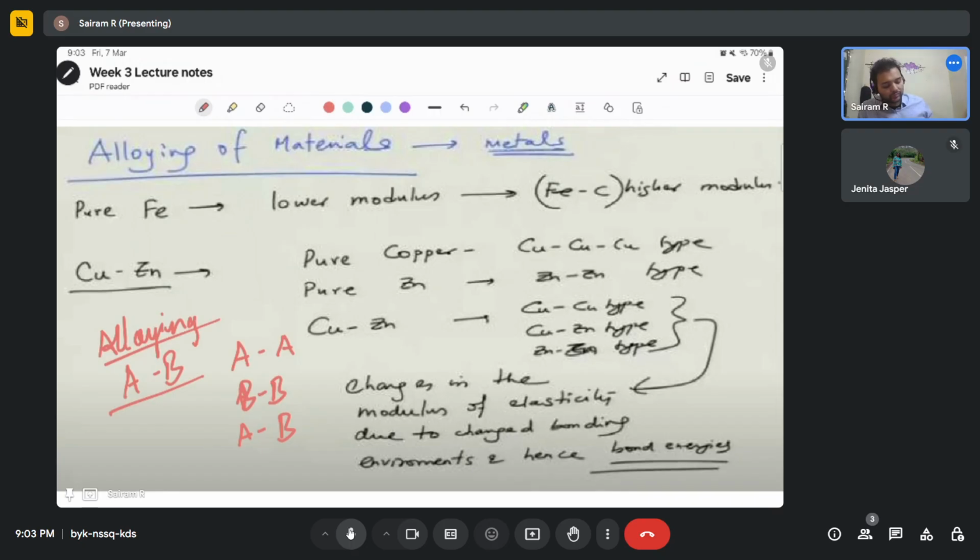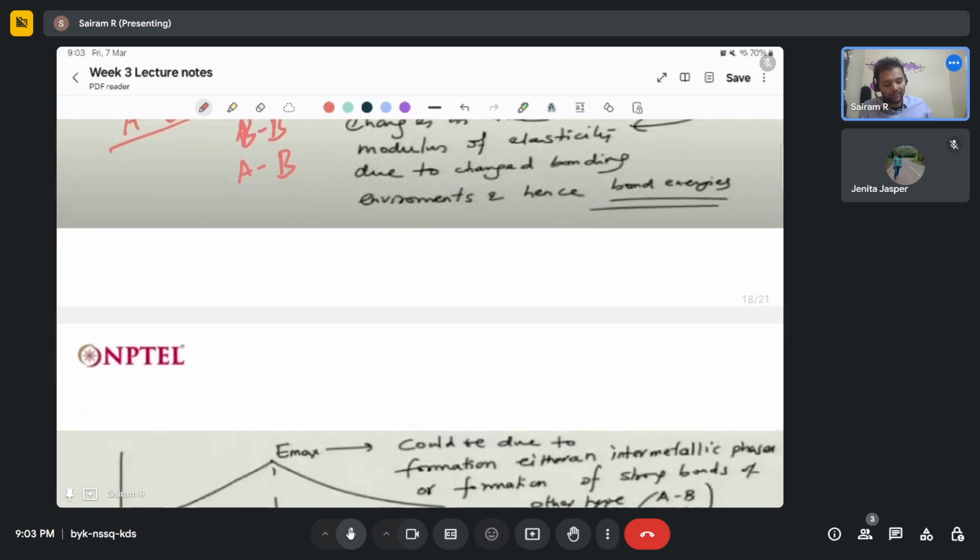As it is given here, in the copper zinc system, pure copper will have only copper-copper type of bond, pure zinc will have zinc-zinc type of bond. But in a copper zinc system, it will have copper-copper, copper-zinc, and zinc-zinc type of bonds, all these three together. So because there is a change in the overall bonding energies, there is going to be a change in the Young's modulus as well for a copper zinc system.